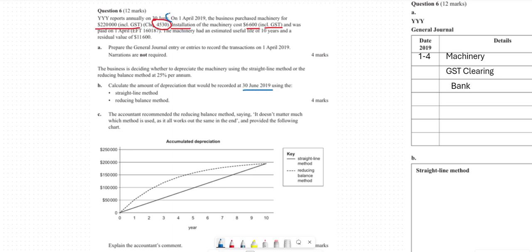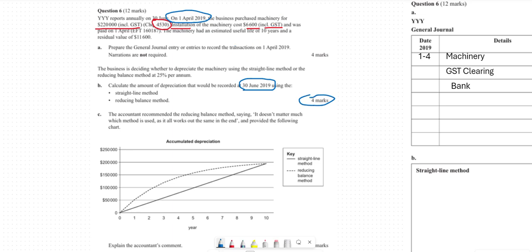We've acquired the asset on the 1st of April. We're doing the depreciation adjustment 3 months later. We've got to factor in all of April, May and June. So we need to be mindful of that in terms of our calculations. There's 4 marks on offer here.